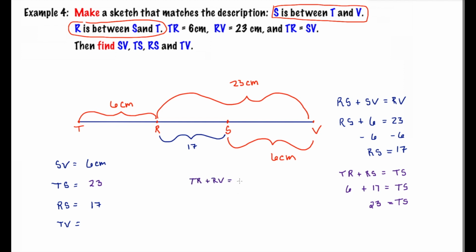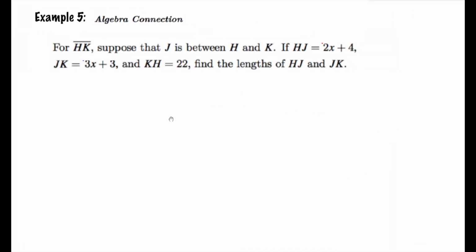And I know TR plus RV equals TV. Substitute, and I get TV equals 29. And so this is just using the segment addition postulate, setting up my equation, substituting, and solving for each part. If you get the drawing, the rest is pretty straightforward. Okay, let's move on.